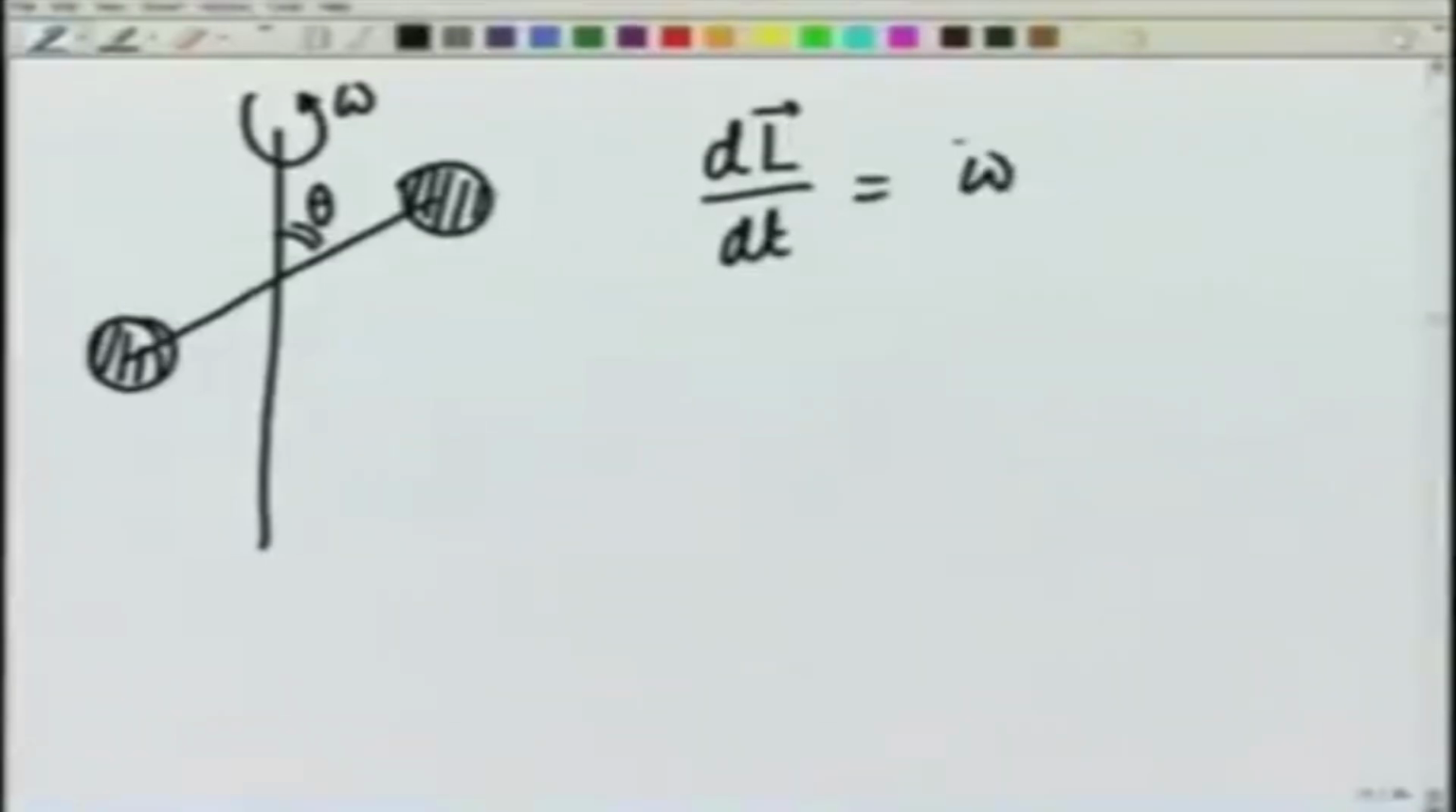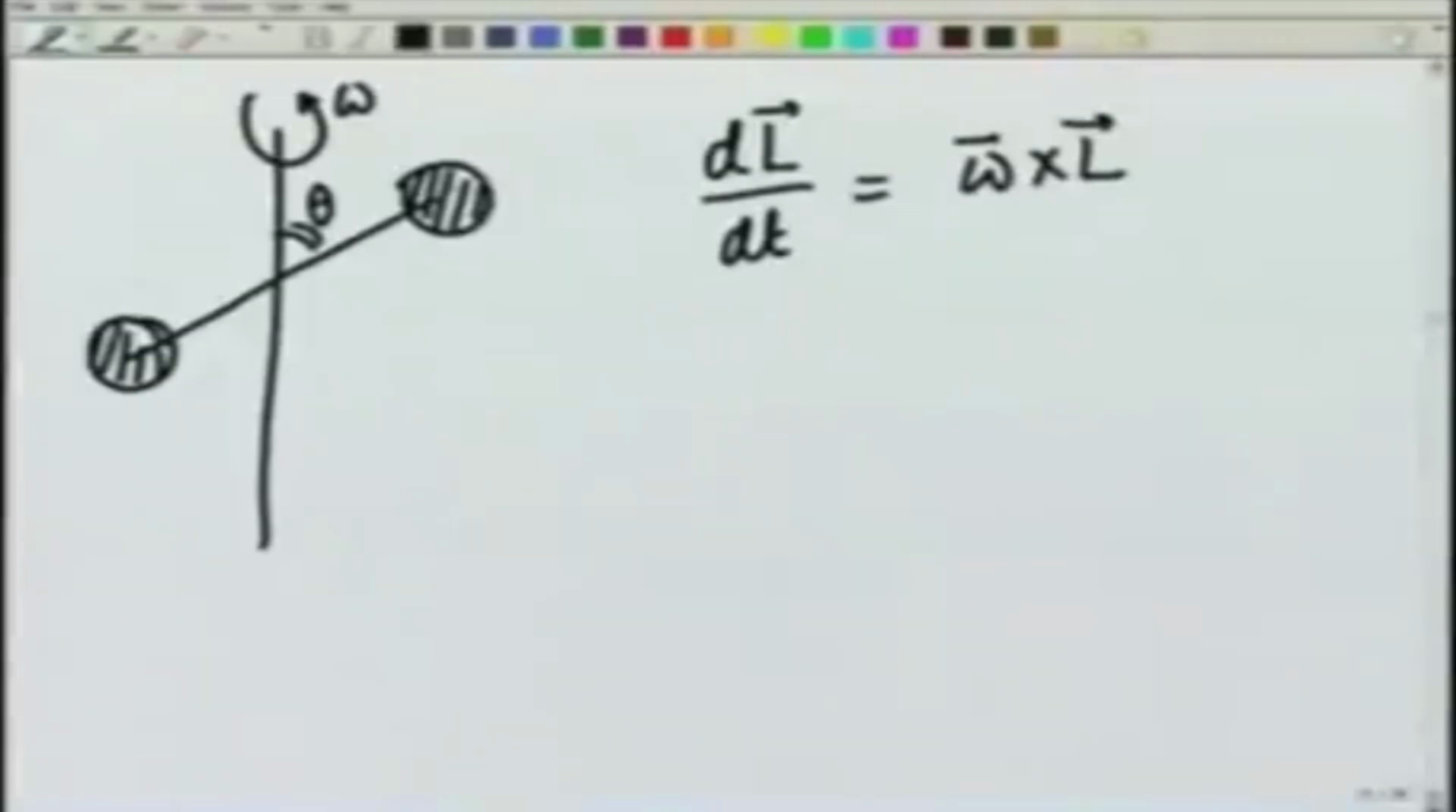Let me now go to the general case and ask what happens if the angular velocity of a rigid body rotating also changes. For this, we again go back to our old friend, a rod with two masses on its side rotating about an axis at an angle theta. Recall earlier that we had solved this problem with dL over dt equals omega cross L, because omega was not changing with time.